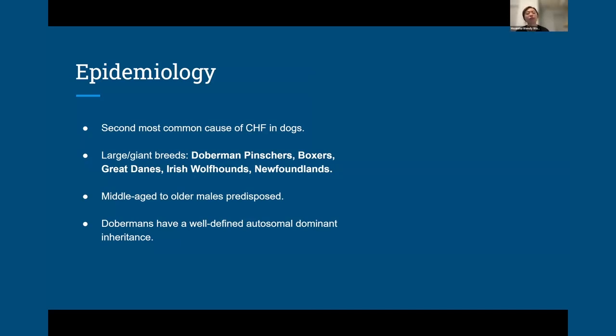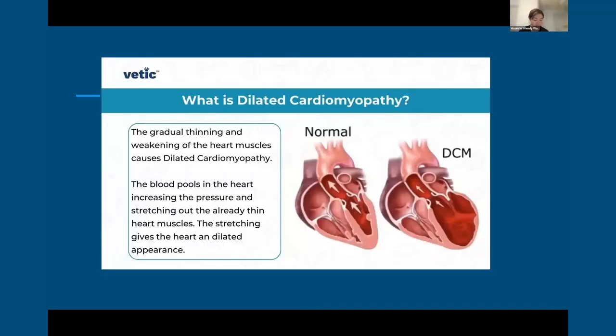Okay, and this is the second most common cause of congestive heart failure in dogs. And the predisposed breeds are very different compared to mitral valve disease. We're looking at Doberman Pinschers, Boxers, Great Danes, Irish Wolfhounds, and Newfoundlands. And often we are seeing more middle-aged to older males that are predisposed. Dobermans, unfortunately, have a huge genetic predisposition. So we do want to pay more attention to our Dobermans when they come in showing clinical signs of any heart disease.